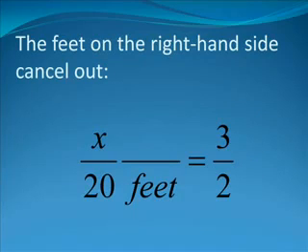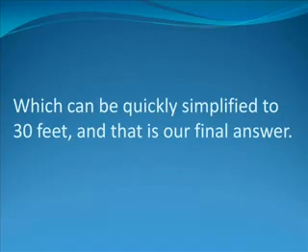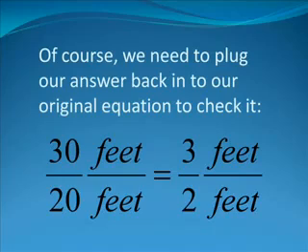The feet on the right-hand side cancel out. We multiply both sides by the denominator, that is the bottom portion of the ratio or fraction, on the left-hand side, and then we get x is equal to 3 times 20 feet divided by 2, which can be quickly simplified to 30 feet, and that is our final answer.